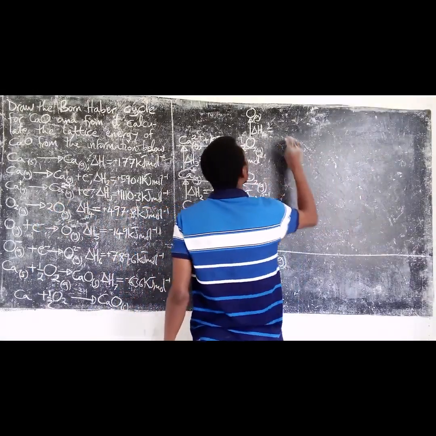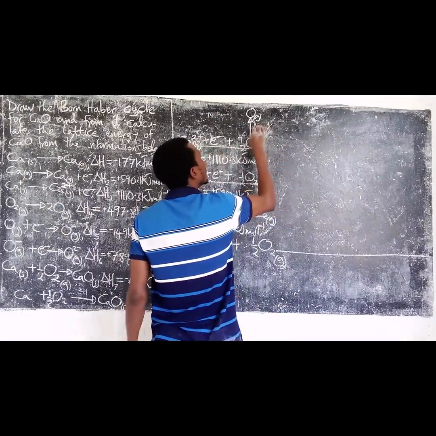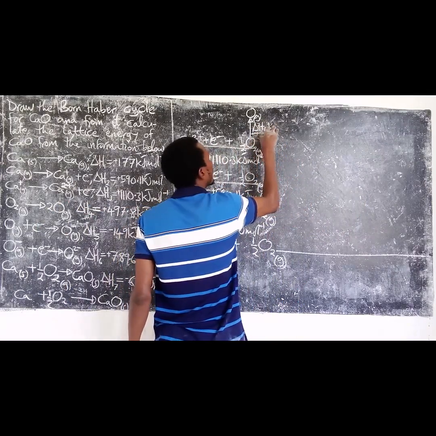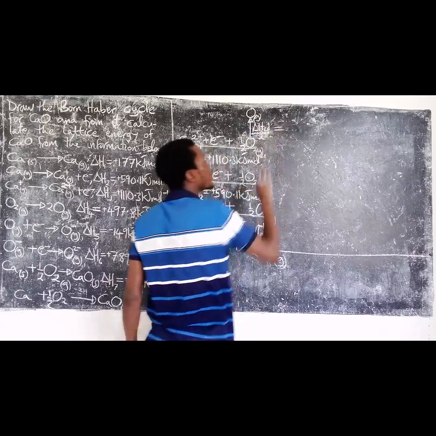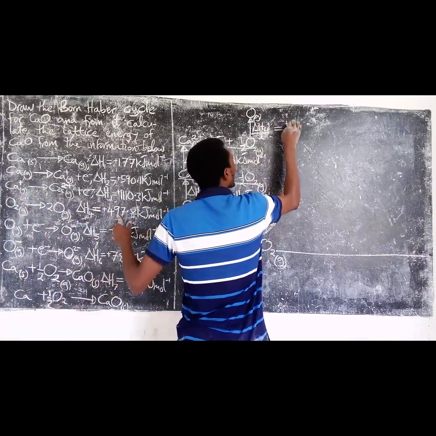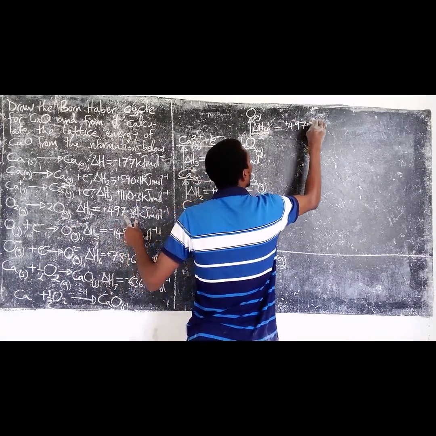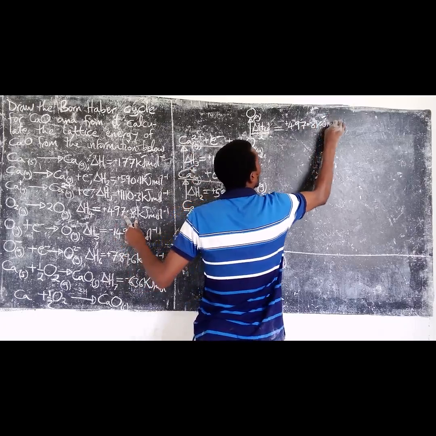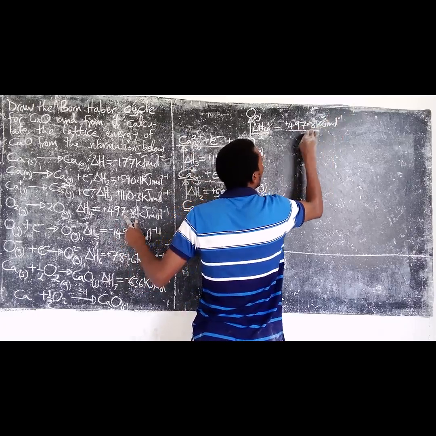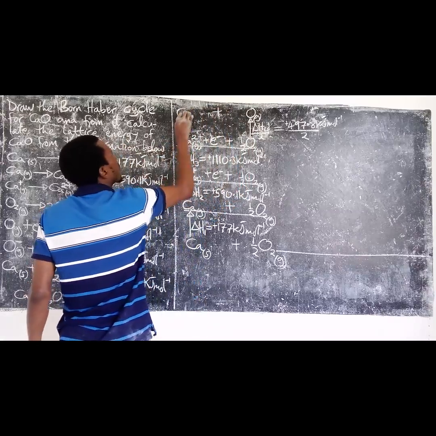Now, this is equal to heat change 4. Heat change 4 is halved in order to obtain the positive 4,7.80 kilojoules per mole over 2. Thus, calcium.